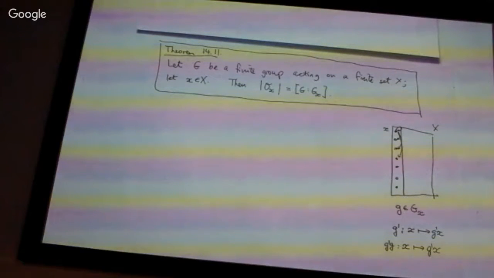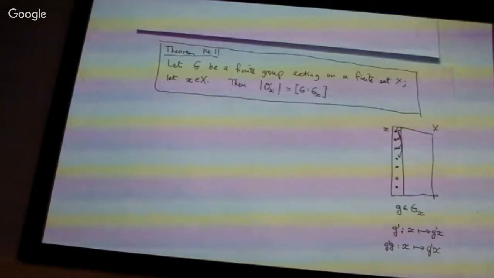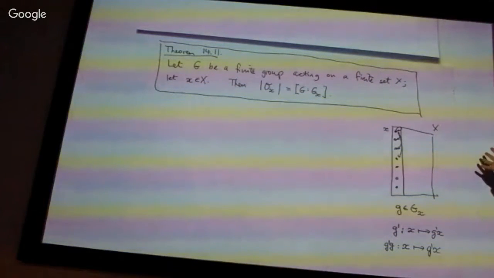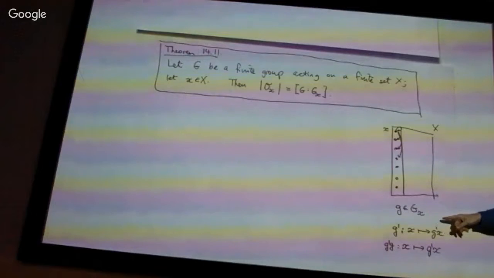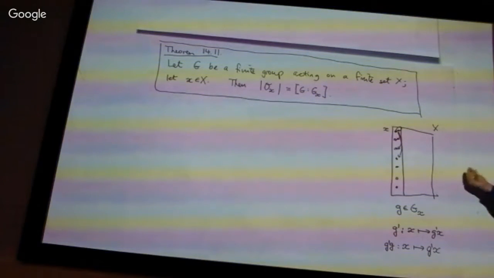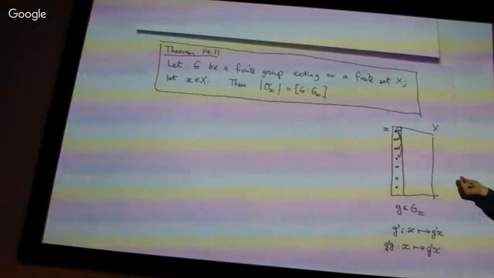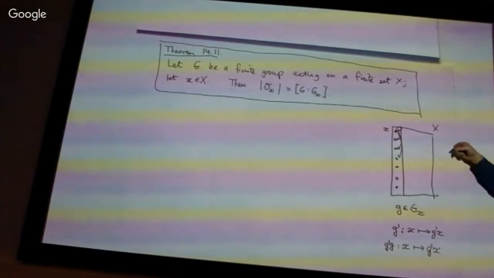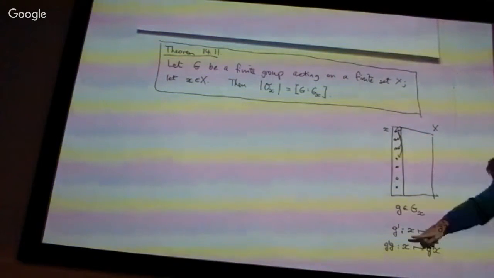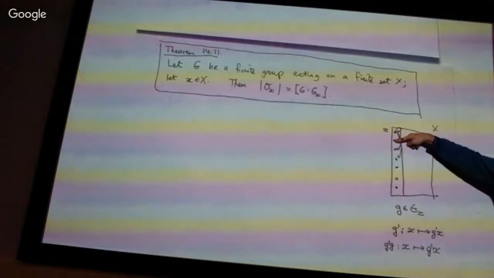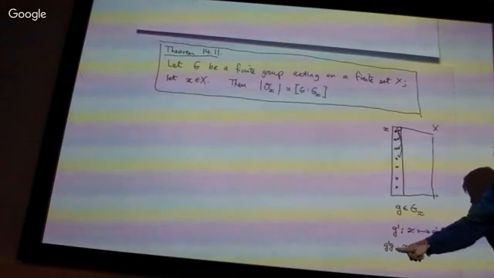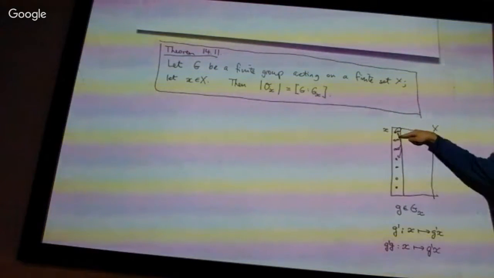Okay, let's say I have something in the stabilizer. For g to be in the stabilizer, it means that g acting on x gives you x. It doesn't move x away. Now if you have some other element that moves x over here, you take that element and multiply it by something in the stabilizer, and this new element of the group also moves it to the same place.